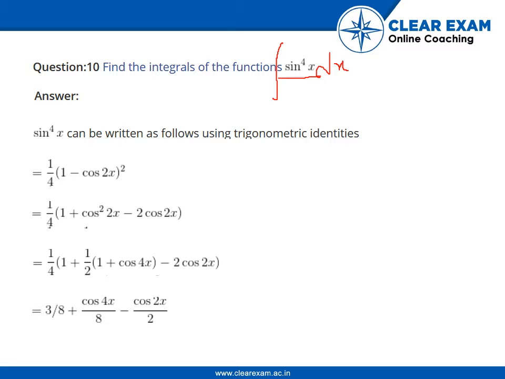The difficulty level is not in the integration part. The difficulty lies in the simplification of sine raised to the power 4x. So let me show you first how to simplify this thing. Always remember that it is better to convert the trigonometric terms to the linear degrees. What I mean by linear degrees is that here we have the degree of our expression as 4, so it is always better to convert this integrand to the degree of 1.